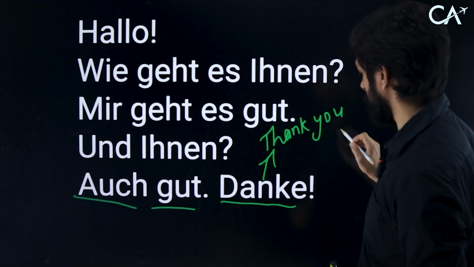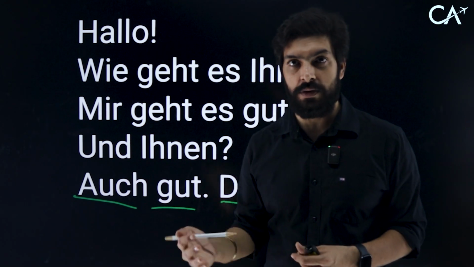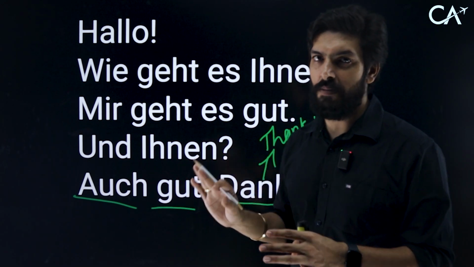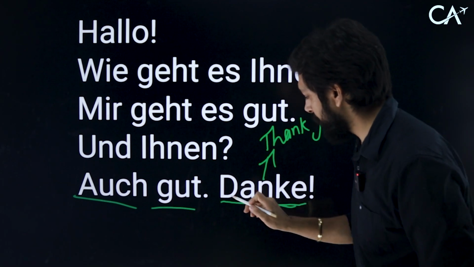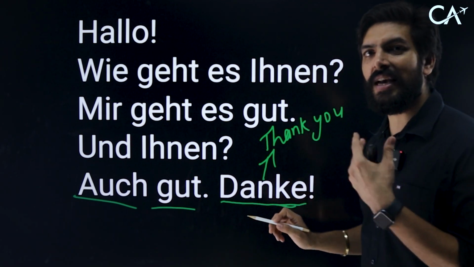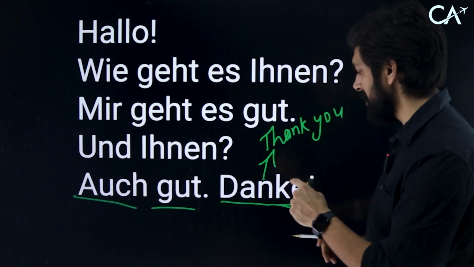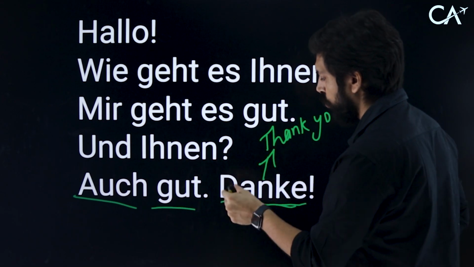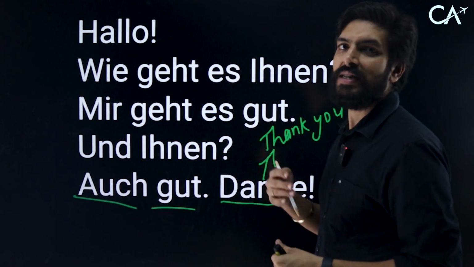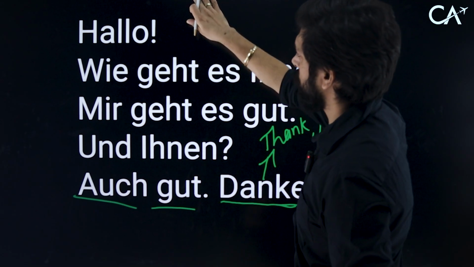And if you want to say thank you a lot, danke schön, that will be later. For now, remember only one thing, danke. E ending, we say a. Remember the rule? You should. Danke. Auch gut, danke. Very nice. Let's go to the next one.